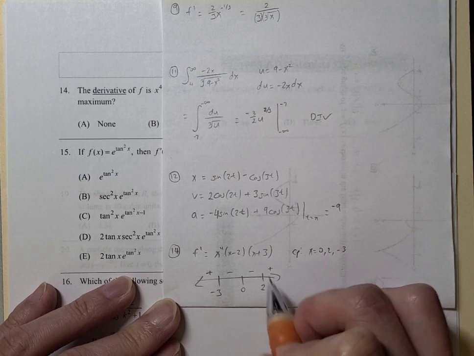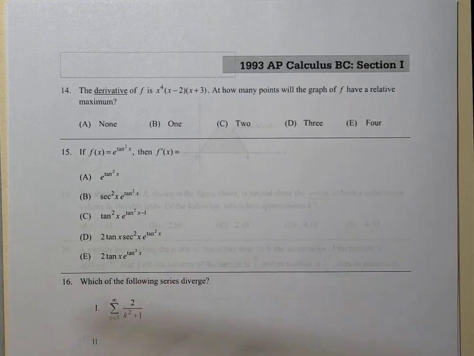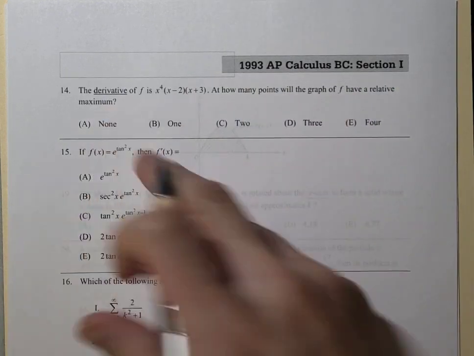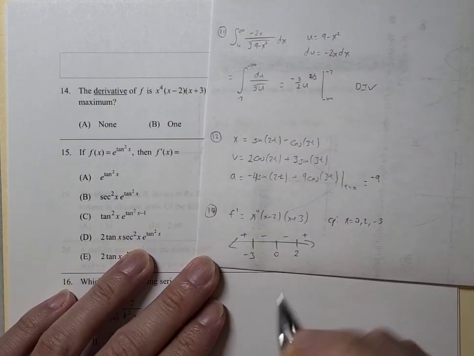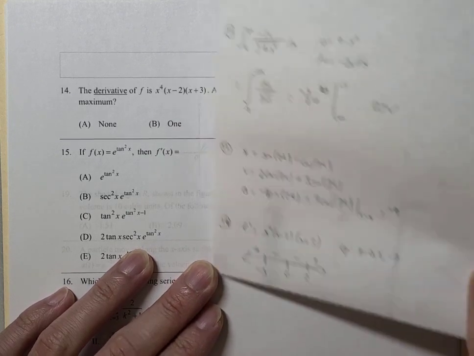Plug in a huge positive number. Positive, positive, positive. Okay? So what does the question ask? Where the relative max is. How many of them are there? There's only one, because the derivative changed from positive to negative only at this point.